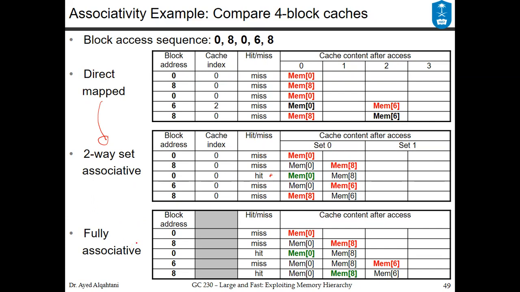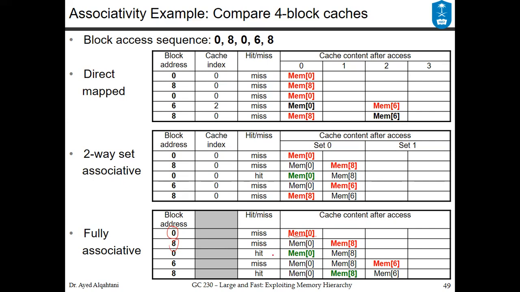Now, for the fully associative, you place anywhere because you have a single set. And because of this, you don't have to get any address. Actually, you store anywhere. So what happens for this one? It's a miss, so you write it, mem0. This one, it's a miss, so you write it. Now at 0, it's a hit.